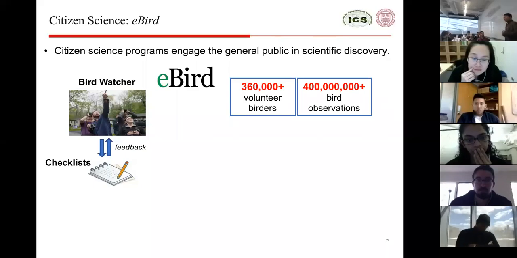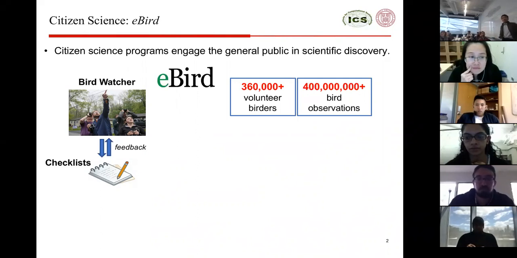tremendous progress and a lot of successful citizen science programs. For example, eBird is one of them, which collects bird observational data from the general public and uses that data to fit species distribution models to analyze the species distribution and migration patterns of bird species. And eBird has been tremendously successful.